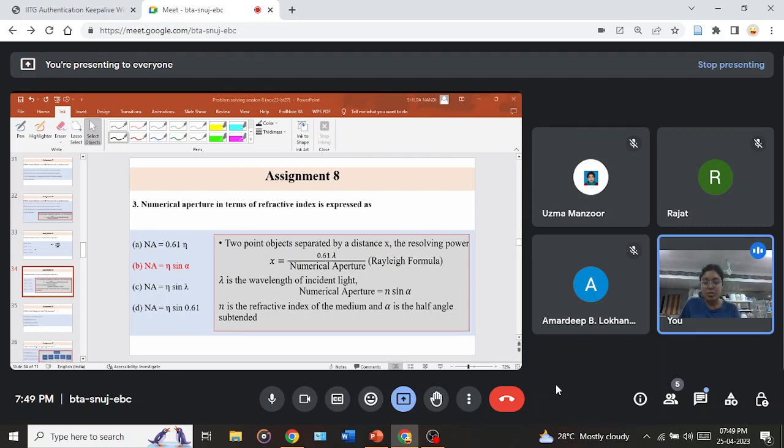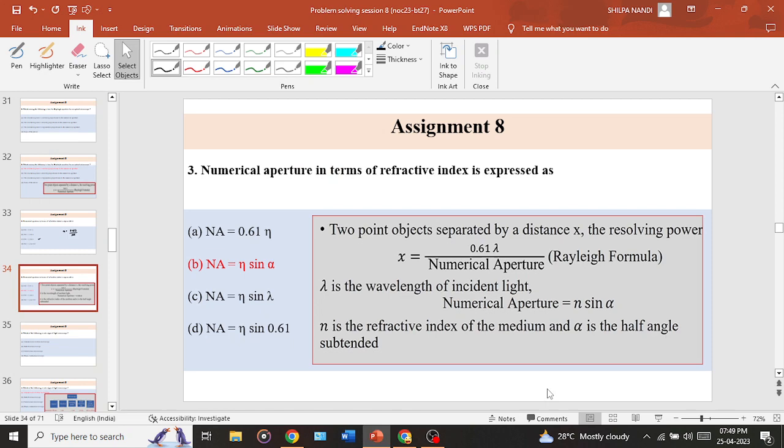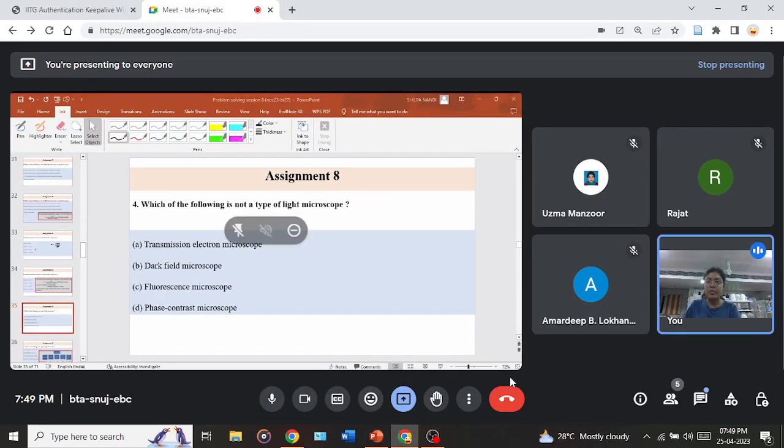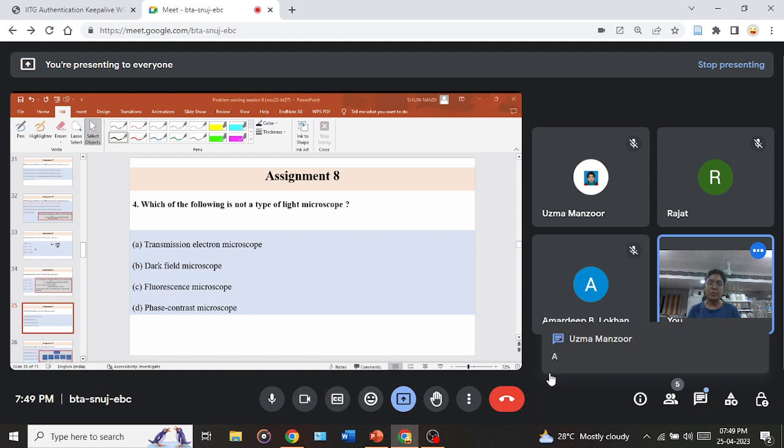Okay, we will move on to the next question then. So again, which of the following is not a type of light microscope? So we saw optical microscope can be either light microscope or even confocal microscope. Here you have been asked which of the following is not a type of light microscope.